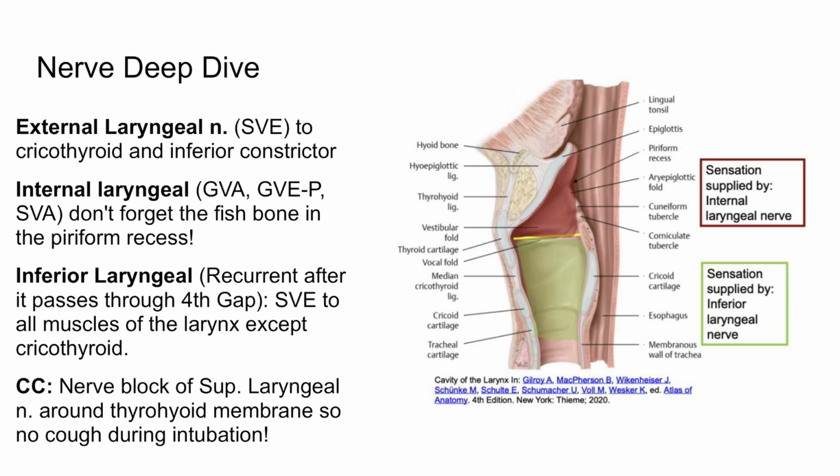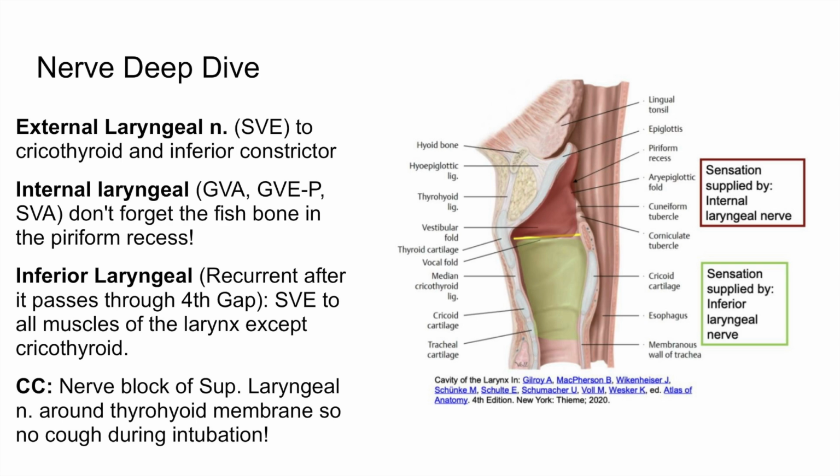Next, the internal laryngeal nerve is the sensory powerhouse above the vocal cords. It carries GVA, so general sensation, SVA, taste from the epiglottis region, and some parasympathetic fibers. It enters through the thyrohyoid membrane and supplies the supraglottic larynx. This is the nerve tied to the clinical correlation here. If something like a fish bone gets stuck in the piriform recess, this nerve is at risk for damage. And damage here means loss of sensation above the cords, impaired cough reflex, and higher aspiration risk.